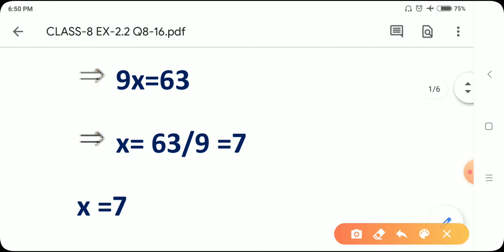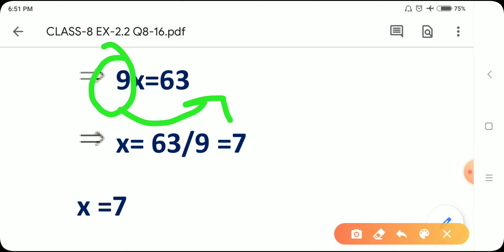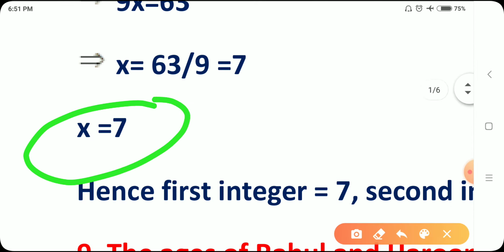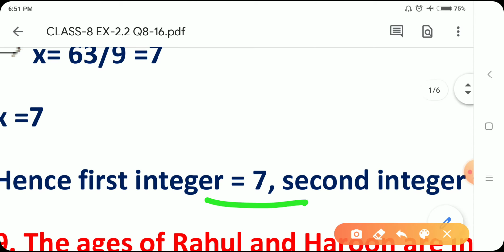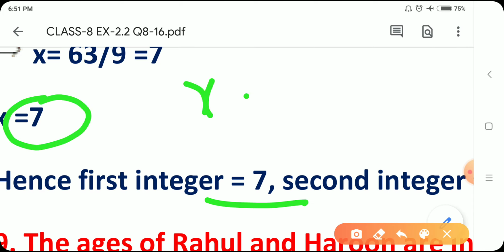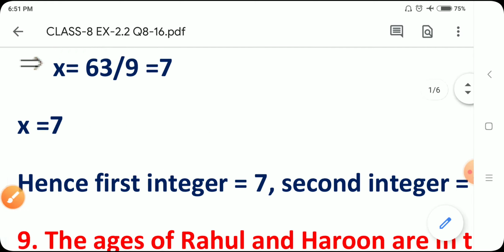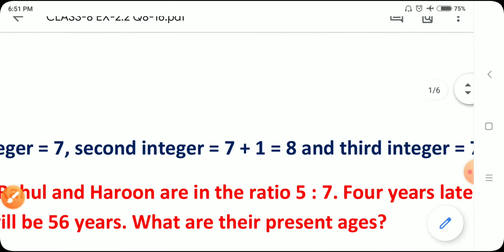Now this 9 is in multiplication, and when it goes to the other side it becomes division. So 63 by 9 gives 7, so x equals 7. Your first integer is 7. Putting the value 7 in x, x plus 1 and x plus 2, we get the next integers 8 and 9. So the three integers are 7, 8 and 9.